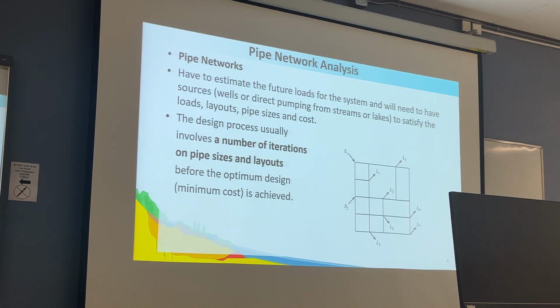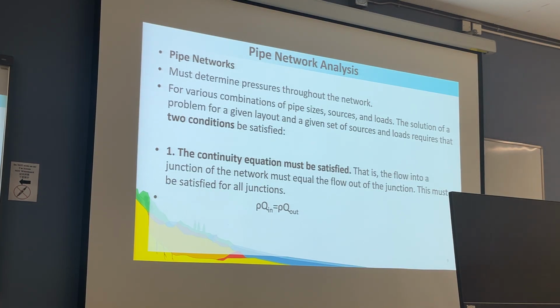Now, to solve the discharge distribution in the pipes, we follow two principles that we also mentioned before. One, the continuity equation must be satisfied. We mentioned this principle in the previous parallel system. In the junction, the inflow discharge must be equal to the outflow discharge. The sum of the inflow is directly equal to the sum of the outflow. This is the first principle.